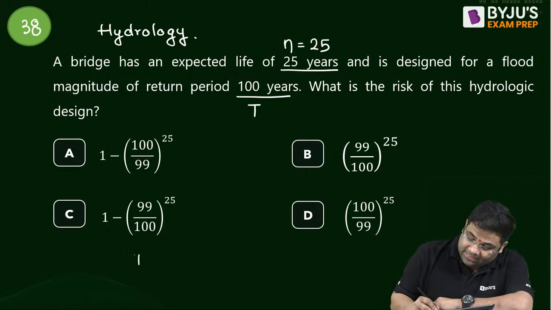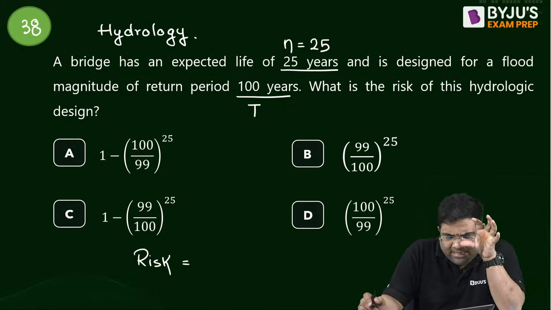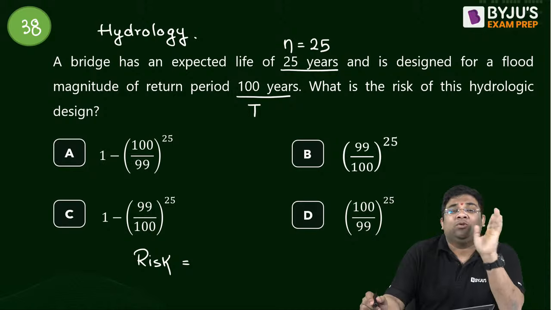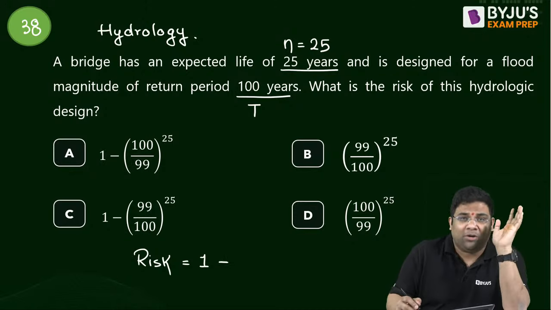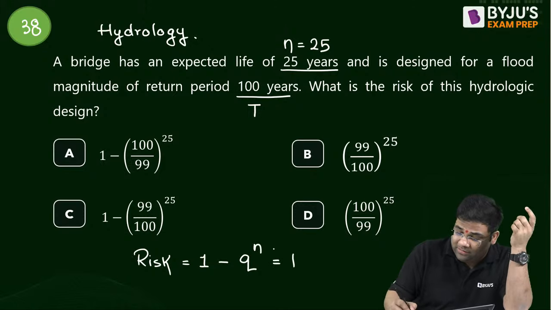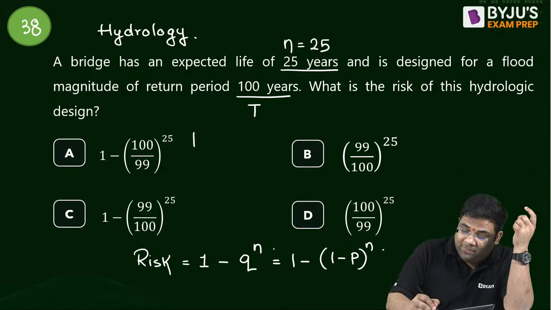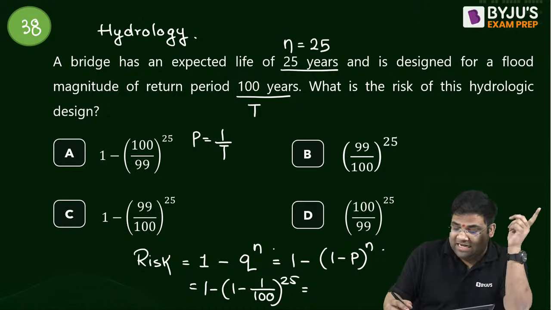What is risk? Risk is the probability of that event occurring at least once. At least once is 1 minus not occurring at all, for n years. And not occurring means 1 minus occurring. The probability of occurring is 1 by T. So this is 1 minus 1 by T, to the power 25. Here, 1 minus 1 by 100 is 99 by 100.